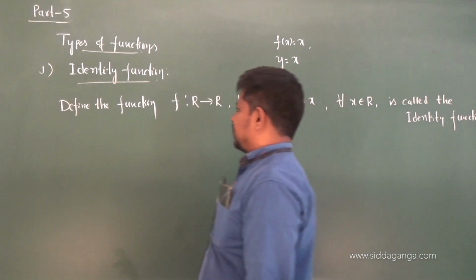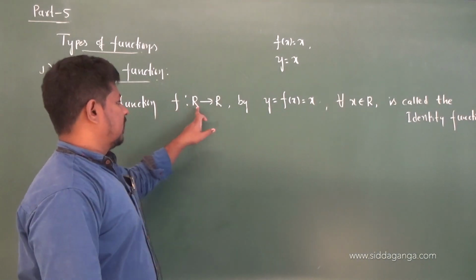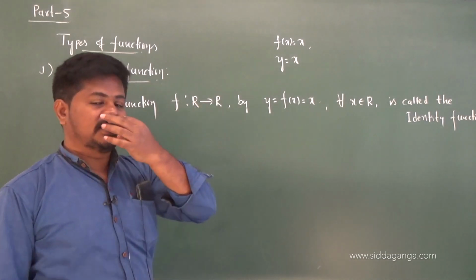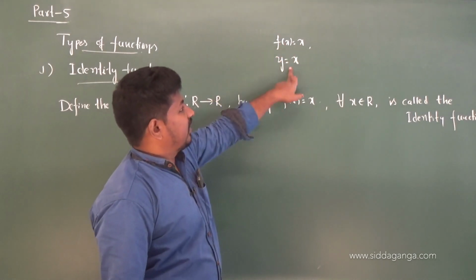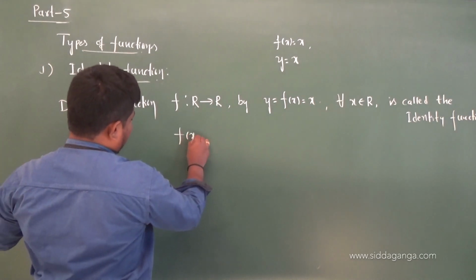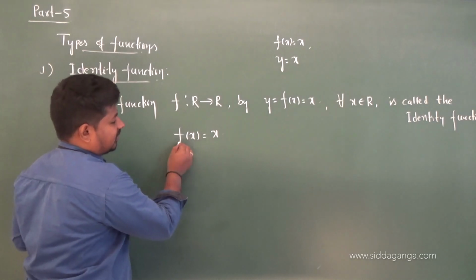Observe the definition. Define the function f. The domain of the function is the set of all real numbers. And what about the range? The function is defined as f of x is equal to x, or y is equal to x. In the sense, if you have f of x is equal to x, x is a domain value and this value is a range value.